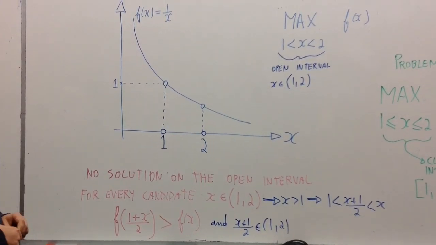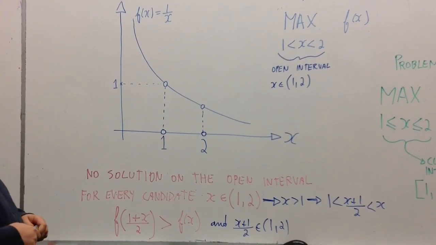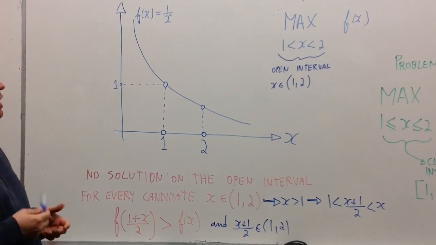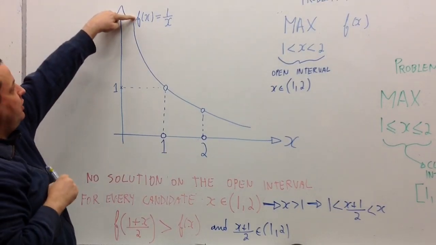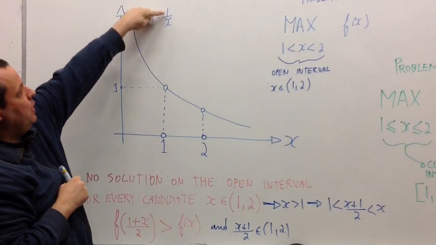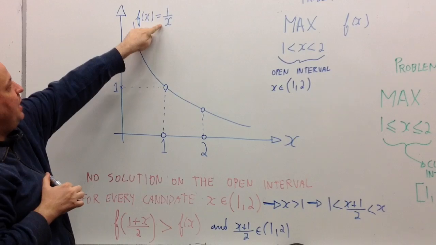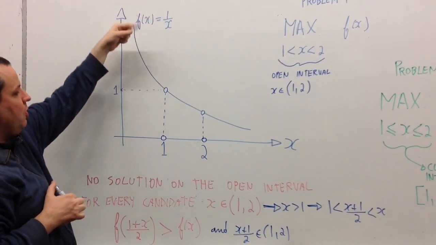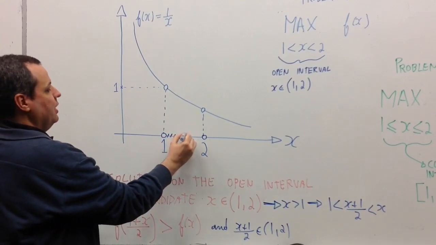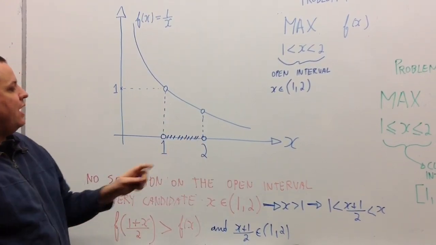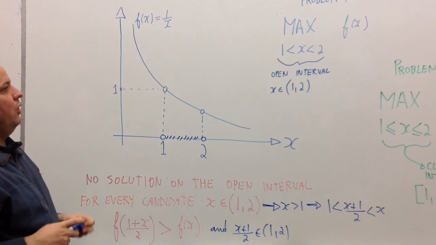Hello, today we're going to talk about maximization of one real single value function in an interval. So we are considering the function f of x equals 1 over x, and we want to make this number as large as possible, but we are constrained to be in this interval between 1 and 2. We can only pick values of x here in this interval.